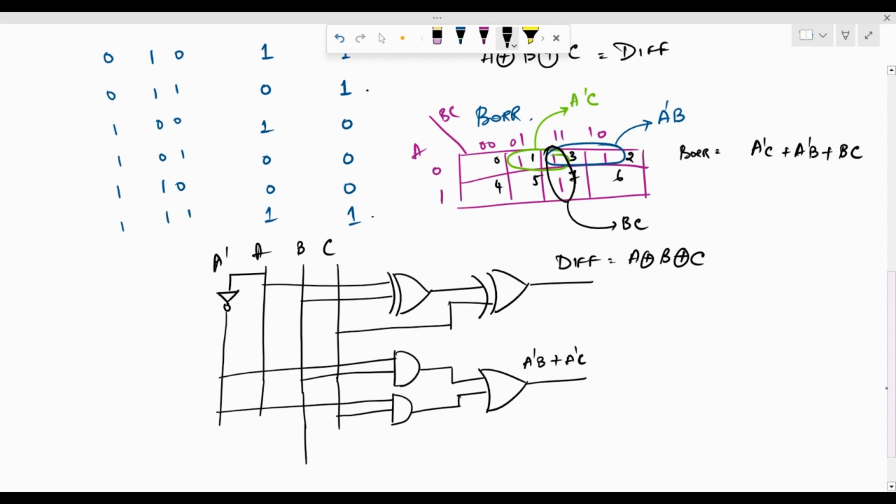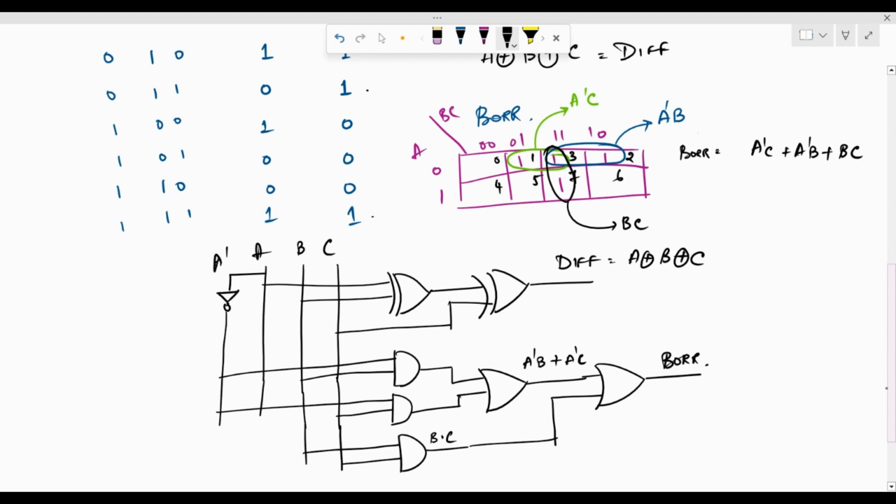So I need BC. So I have B here, I have C here, another AND gate. This would provide B dot C. And this is again ORed with the rest of the terms. So here I get the expression for borrow. So this is the design of a full subtractor.